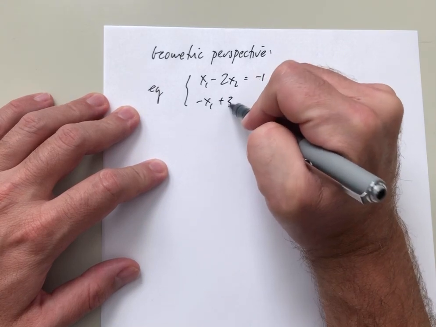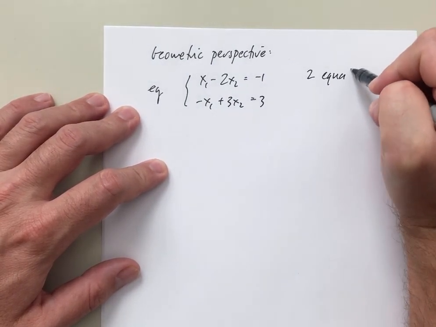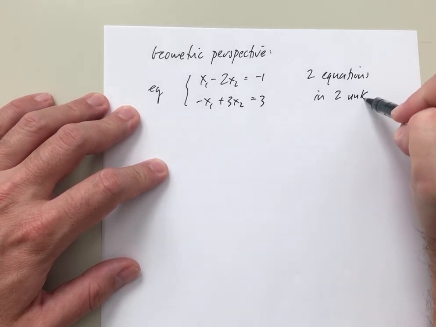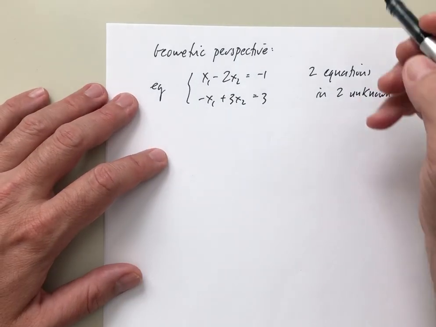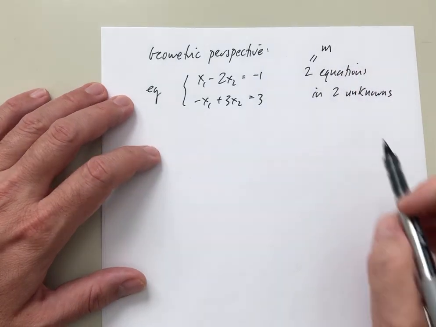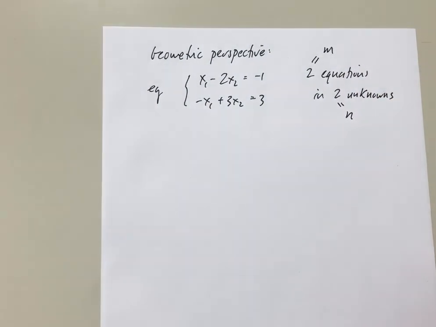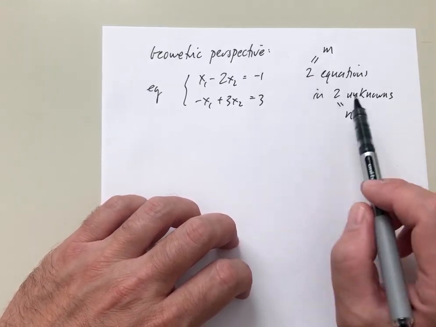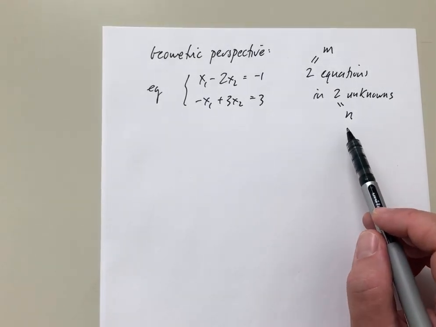All right, so this is my go-to example of two equations in two unknowns. And let me actually just start some notation also while we're here. In general, I'm going to be thinking of m equations in n unknowns. So that's going to be our convention. I just want to start that now, that here we have two equations in two unknowns. I'm going to talk about m equations in n unknowns as we move forward.